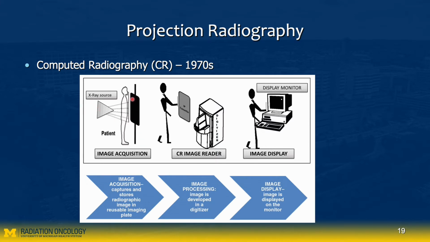So in place of film, you place this CR plate here. Then the procedure is very similar. You apply X-ray and irradiate the patient or object. Then the CR plate will store that information. Then you hand carry this CR plate to the digitizer, and then you get the digital image from that CR plate.